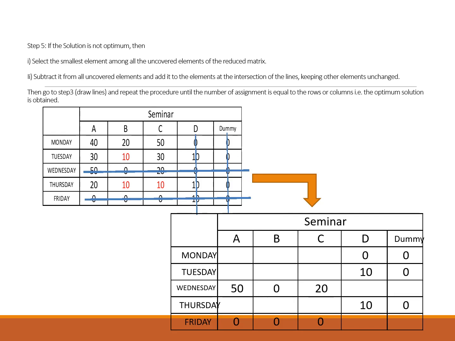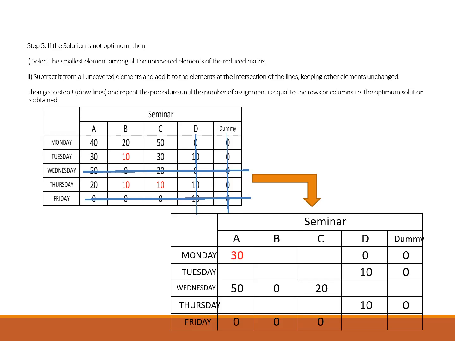So see, apply step number 5. Select the smallest value among all the uncovered elements of the reduced matrix table. The smallest element among the uncovered elements is 10, which is represented in red color. So subtract this minimum value from the uncovered elements.